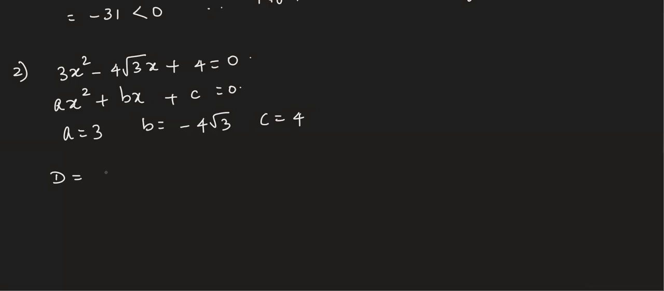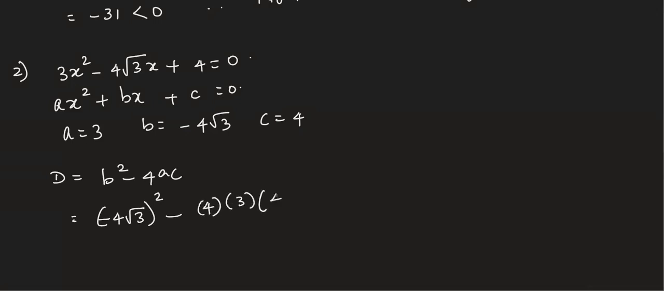Now let's find what is the discriminant here. So discriminant is equal to b square minus 4ac. So here b will be minus 4 root 3 the whole square minus 4 into what is a? A is 3. 3 into c will be 4. So what is minus 4 root 3 into minus 4 root 3?